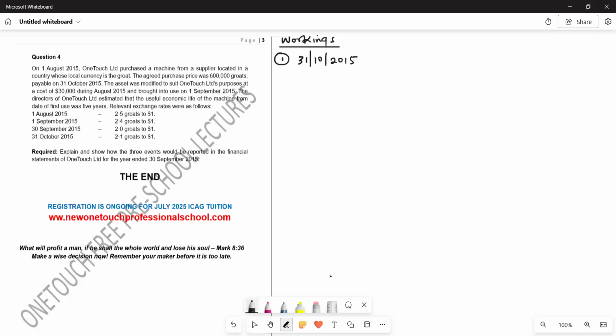When you read, you understand. Let it continue. The asset was purchased in August, so depreciation will be just 2 months. Depreciation will be 2 months.